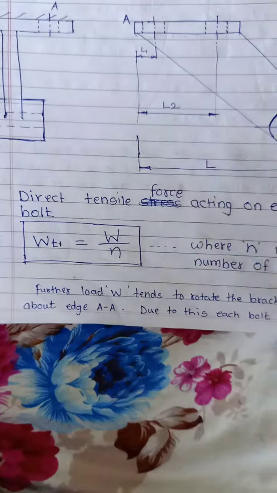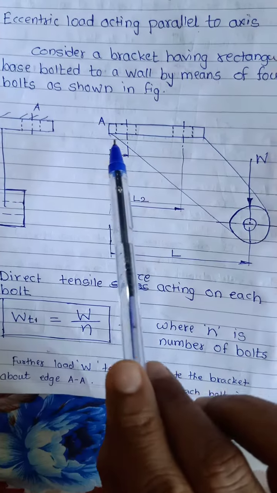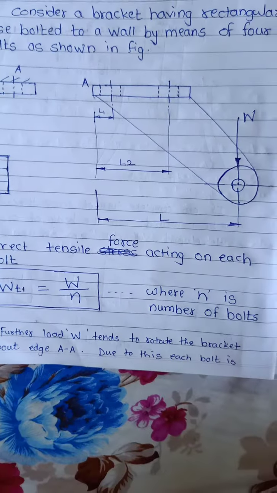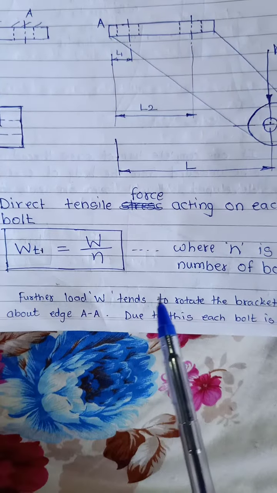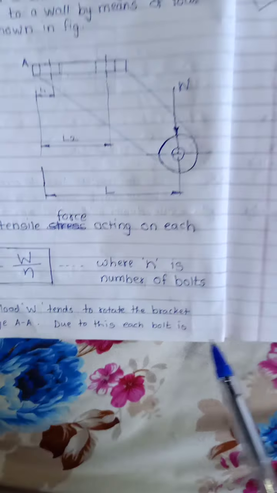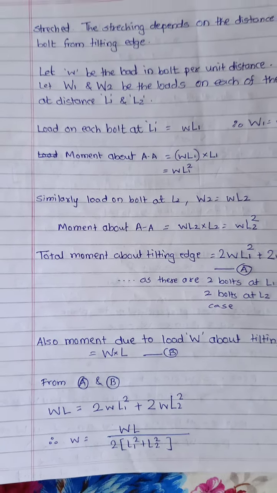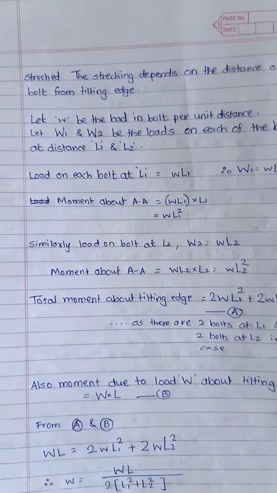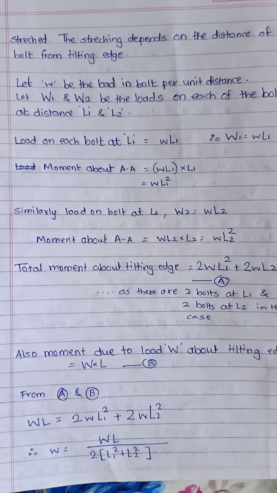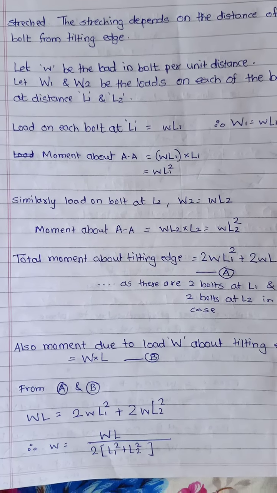So let us assume that these lengths are given as L1 and L2, and we have here 2 bolts at L1 and 2 bolts at L2. Load W, as we discussed, tends to rotate the bracket about edge AA, and due to this the bolt is stretched. Now this stretching depends on the distance of the bolt, because this stretching is because of moment, and we know that moment depends on what? Distance. It is force into distance.